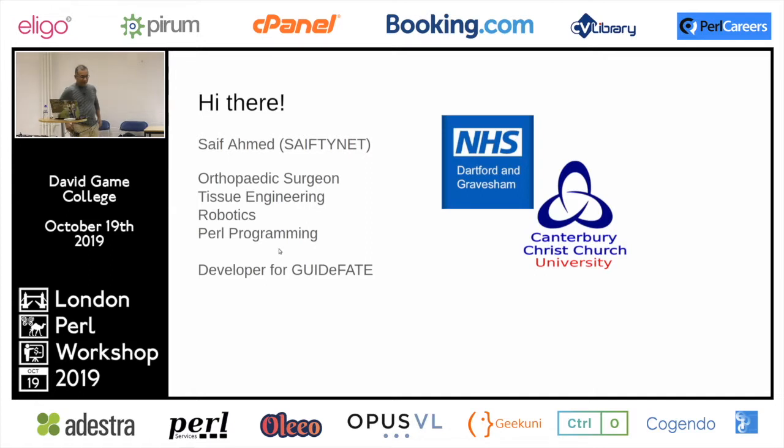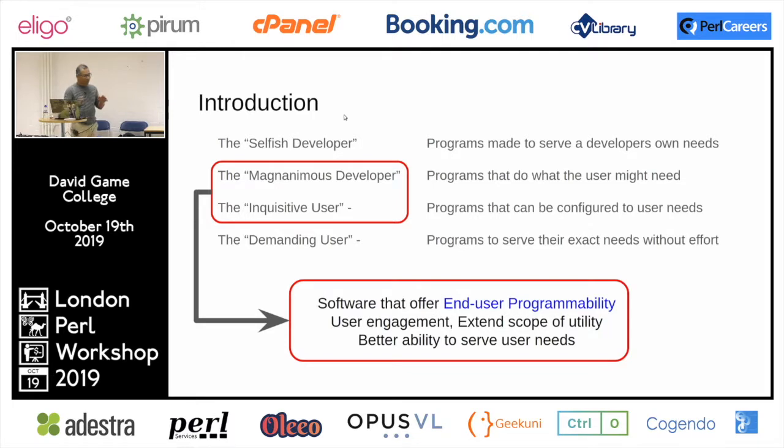So I'm Saif. I'm actually a doctor. I'm not a proper developer or anything like that, but I do have interest in robotics and tissue engineering, which is what I use Perl for. I also developed GuideFate. I don't know if anybody has seen that, but that's a way of designing GUI interfaces which are platform independent in Perl, and this was part of an attempt at trying to get a robotic control which is programmable.